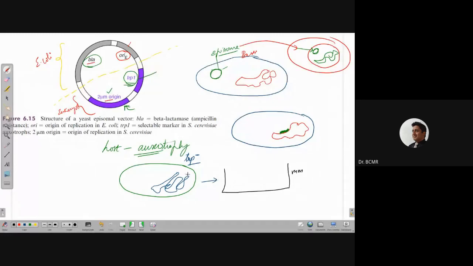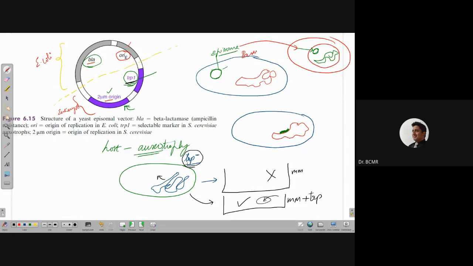So this host cannot grow in minimal medium because it is unable to synthesize tryptophan. And tryptophan is an important amino acid for the synthesis of proteins. Whatever proteins this might be synthesizing, they are all non-functional because tryptophan is missing, or translation might not happen at all. But if you have supplemented minimal medium with tryptophan, then this cell would be able to grow. Why is it able to grow? Because it will take the exogenous tryptophan into the cell and use it for its growth. So what we do is use tryptophan as a selection marker.